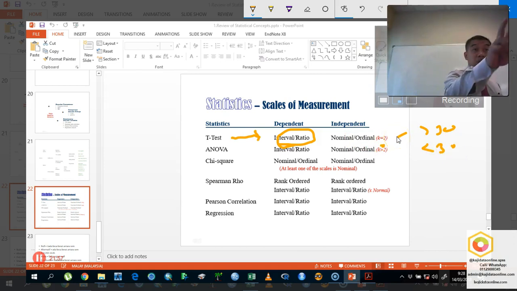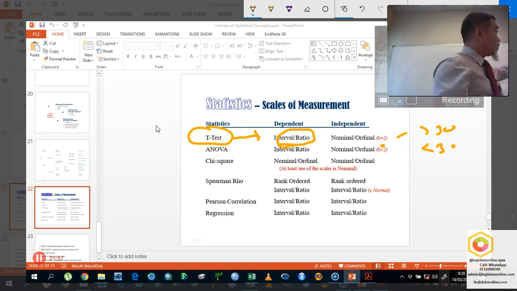Maksudnya group dia mestilah 2. So apa ujian statistik dia? The statistical test that I need to conduct is the independent sample t-test. Therefore this table is meant to explain that. Of course you don't understand at first lah.